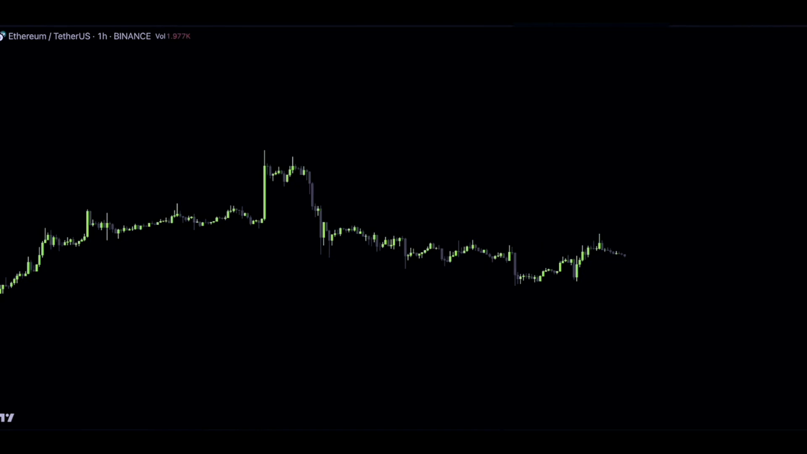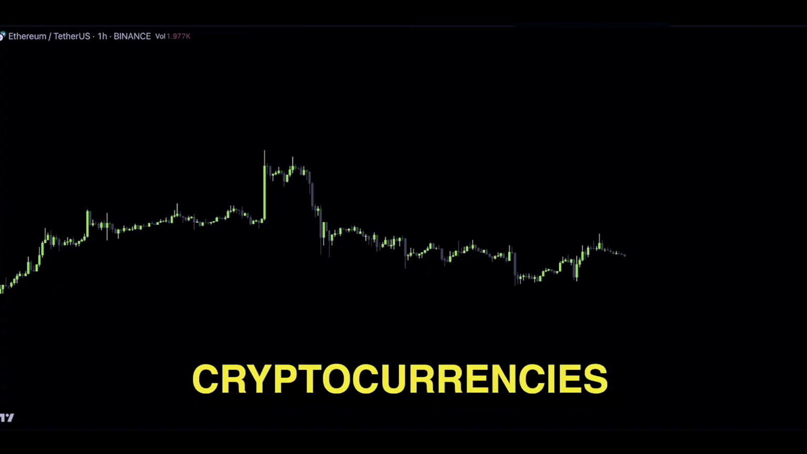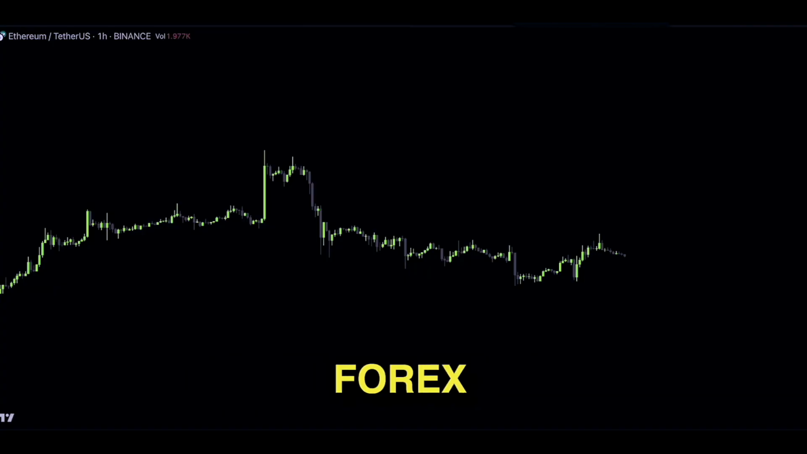Now, the first thing you should know is that this technical analysis indicator isn't limited to one market. You can apply it while trading crypto, stocks, and Forex. It even works well in options trading. That said, remember that options carry a much higher level of risk.